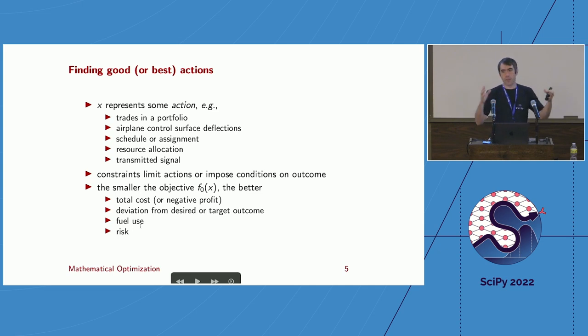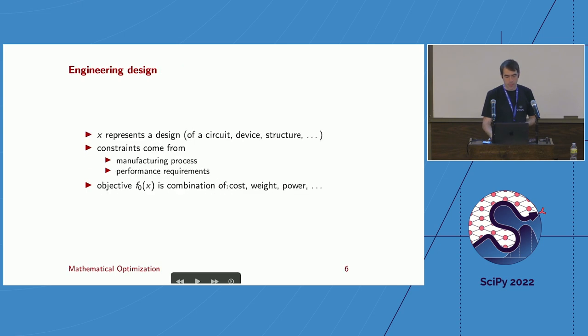And generally, this is going to be a combination of multiple factors. So you might be looking at expected profit, but also the risk for your portfolio. You might be looking at fuel use versus the time it's going to take to get to where you want to go. But there are different ways of combining all these things into a single objective.